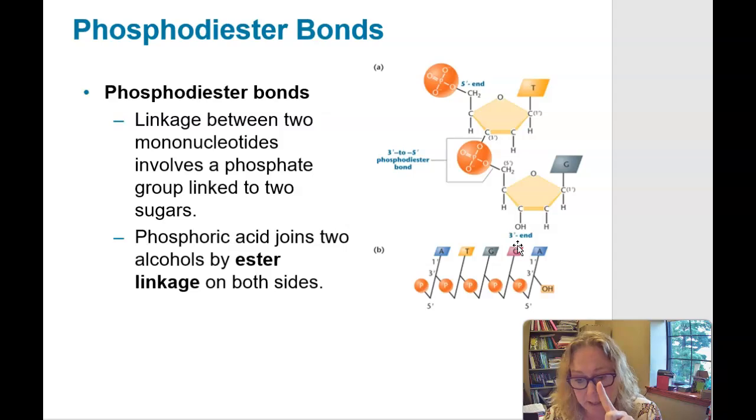This is the 3' end. We will be saying 5' to 3' end like 20 times a day between now and the end, right? This is the 3' end where this little carbon sticks out. Okay, that's the 3' end.